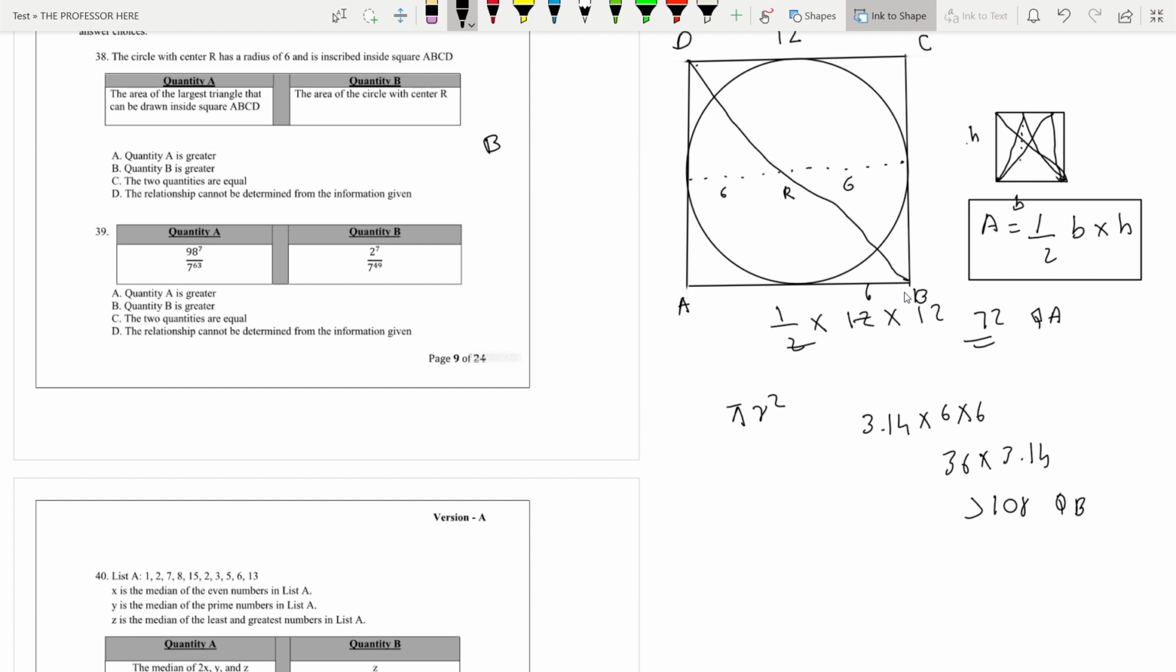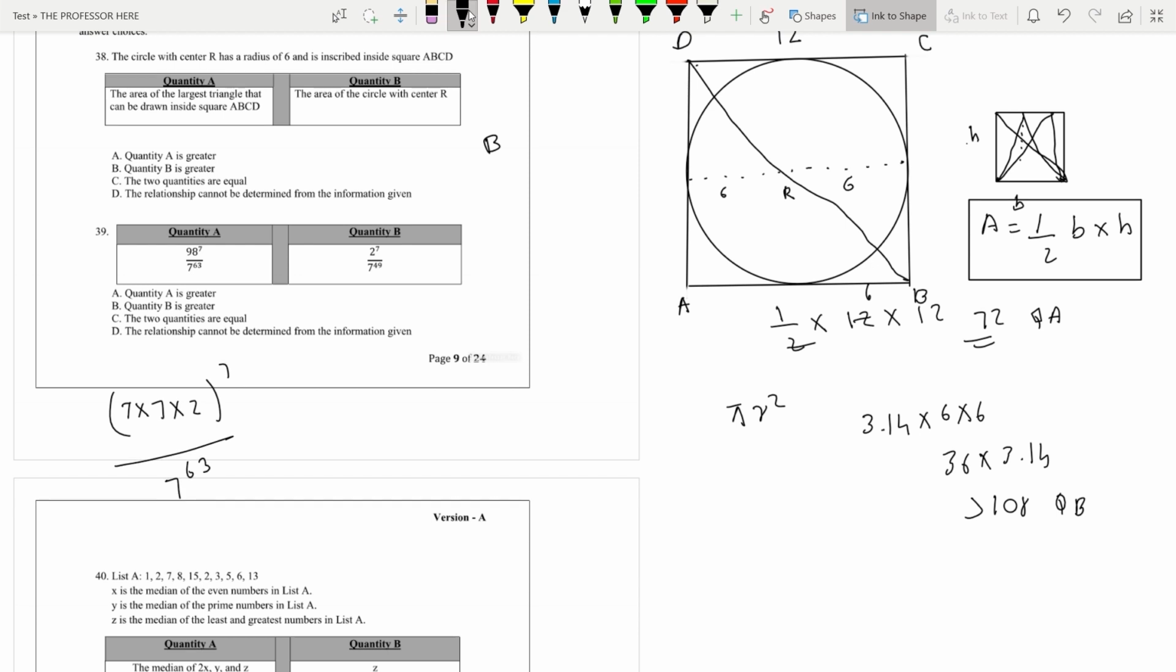So one of the obvious things that you will feel is to simplify quantity A. So let's look how it goes. Quantity A is 98 raised to 7. So 98 can be written as 49 into 2. 49 into 2 can be written as 7 into 7 into 2. A whole raised to 7 divided by 7 raised to 63.